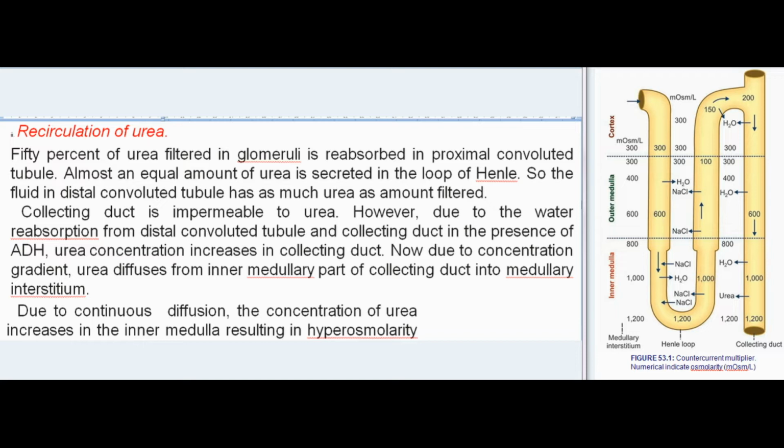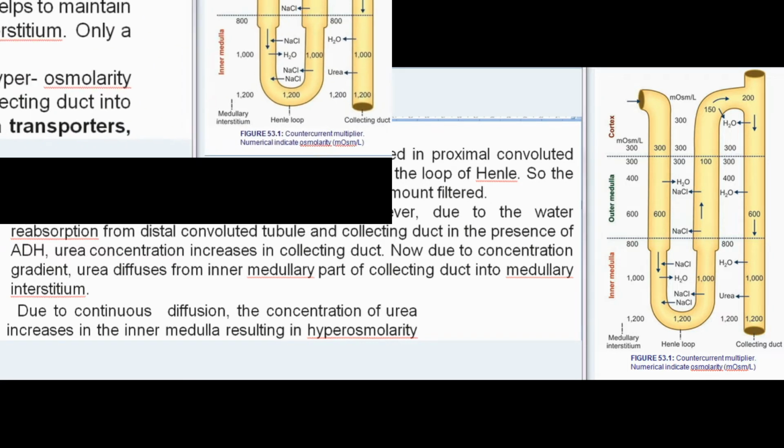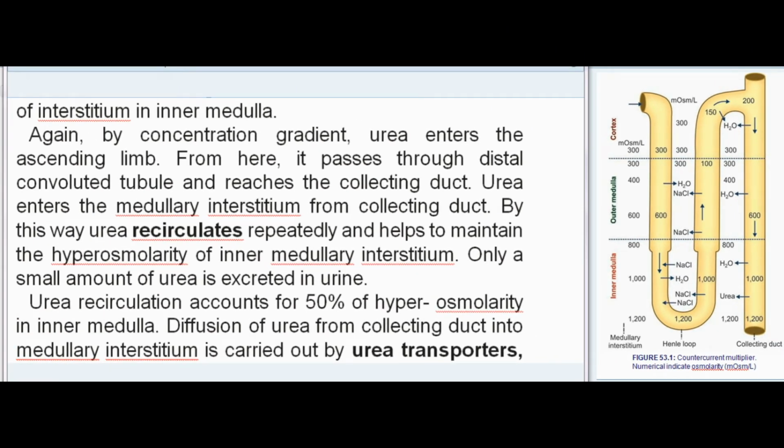The collecting duct is impermeable to urea. However, due to water reabsorption from the distal convoluted tubule and collecting duct in the presence of ADH, urea concentration increases in the collecting duct. Now, due to the concentration gradient, urea diffuses from the inner medullary part of the collecting duct into the medullary interstitium. Due to continuous diffusion, the concentration of urea increases in the inner medulla, resulting in hyperosmolarity of interstitium in the inner medulla. Again, by concentration gradient, urea enters the ascending limb.